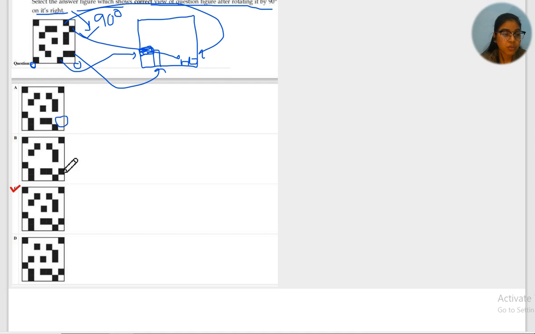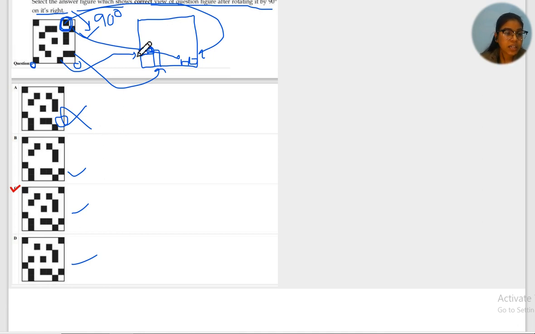In option A, there is no box. In options B, C, and D, you have a black square box over here. A black square box will come, obviously, in this part. But in option A, they have not shown this small square box. So option A is rejected. Now we are left with B, C, and D.